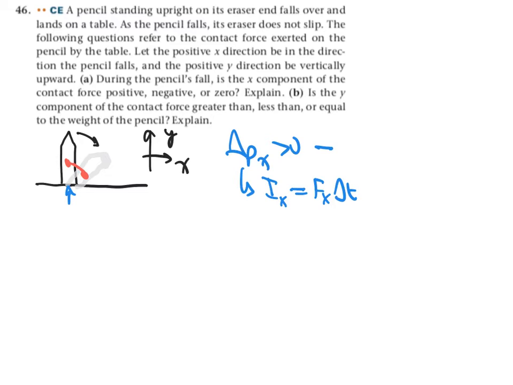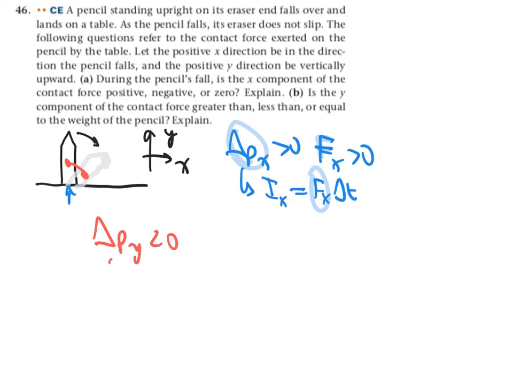So the fact that delta p is greater than 0 implies that f of x has to be greater than 0. So the answer for part A is f sub x must be greater than 0. And then for part B, we can see that delta p y is less than 0.